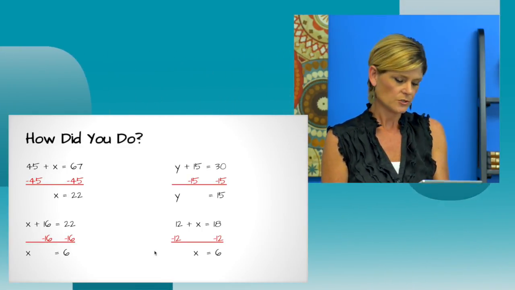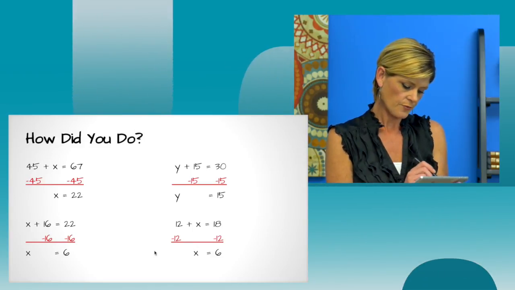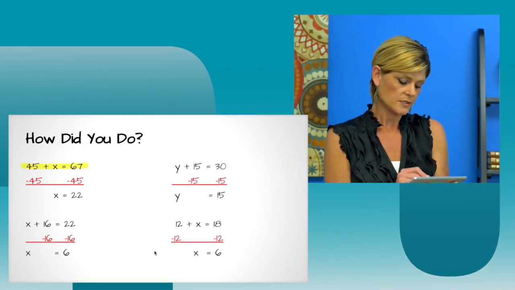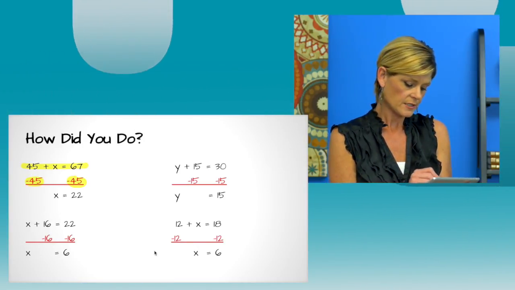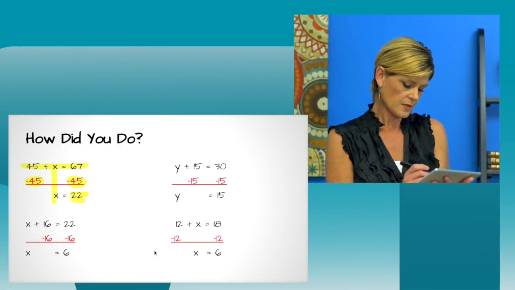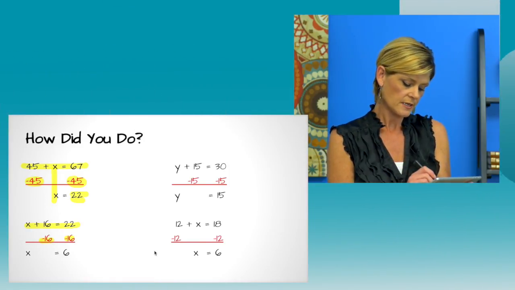Okay, everyone, how'd you do? Let's take a look at our answers here. All right, looking at the first problem. I have 45 plus x equals 67. So I want to subtract 45 from both sides of the equal sign, and that tells me that x equals 22. Here's another one. x plus 16 equals 22. Subtract 16 from both sides.